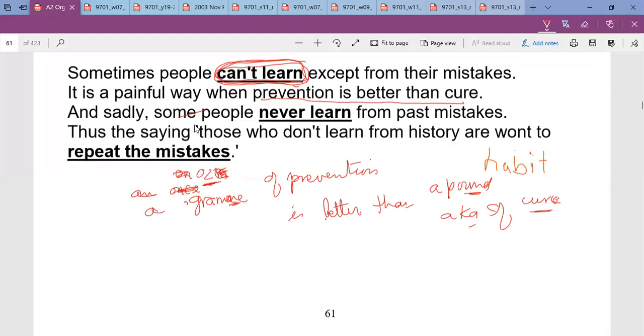But sadly, some people never learn from past mistakes. They keep on doing it. Thus, the saying goes, those who don't learn from history are warned now. Interesting. I thought it's a B-O-N-T, but it's not. There's no apostrophe here. Warned means what? Go ahead, check up. It means habitual. That means you keep on repeating the mistake.